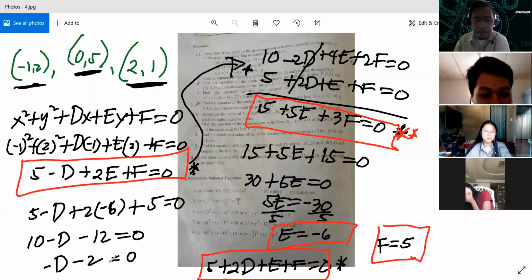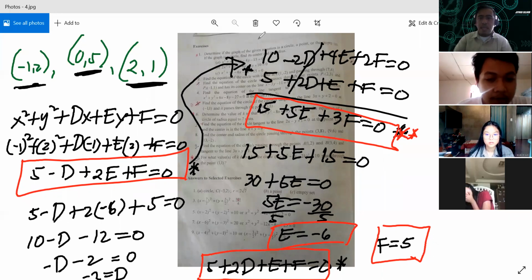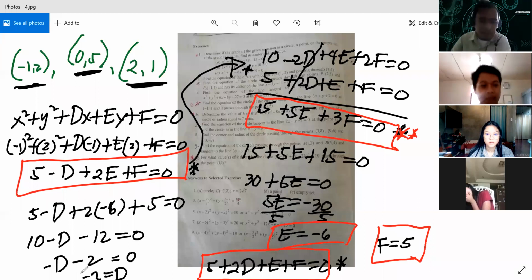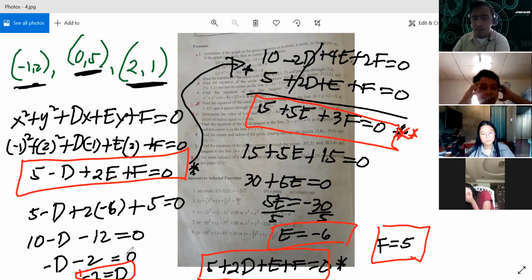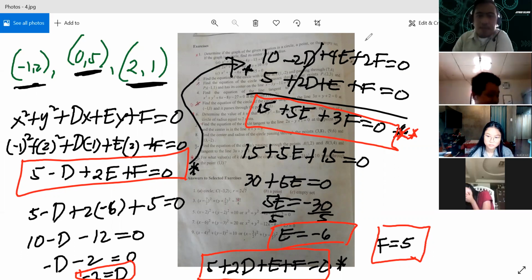I-transfer ang negative D, sir. Yes, you may transfer the negative D. So your negative D is just, no, your negative 2 rather. Your negative 2 is just equal to positive D. So your D is negative 2, right? So that's now the value of the D, E, and F. So you already have the 3, right?